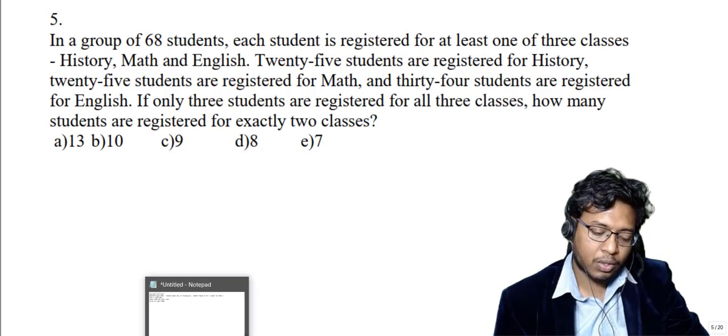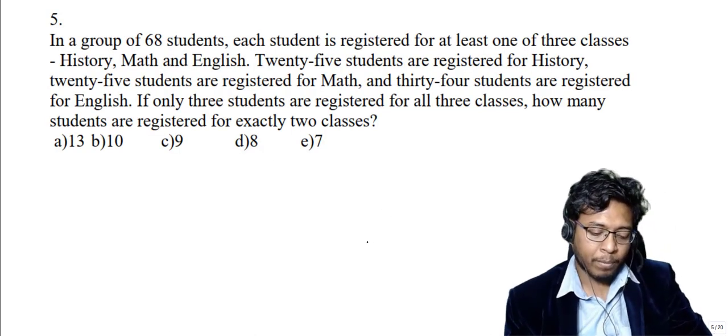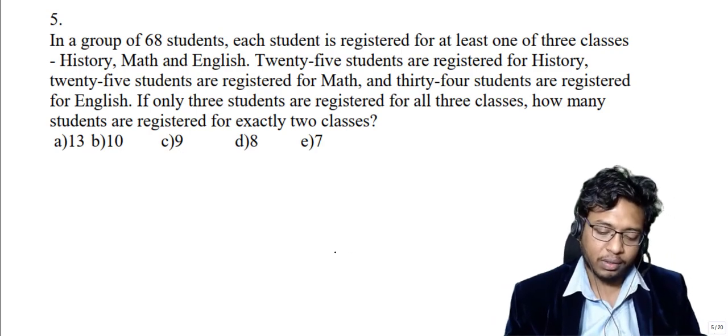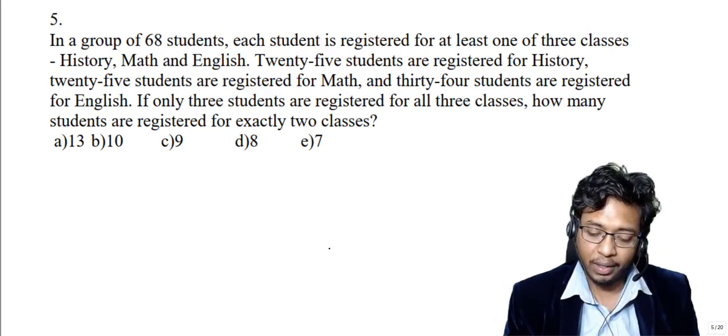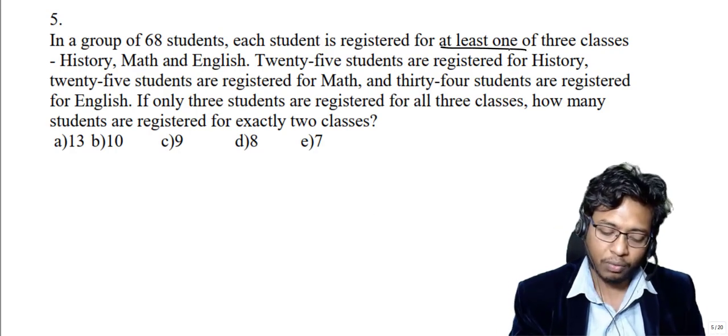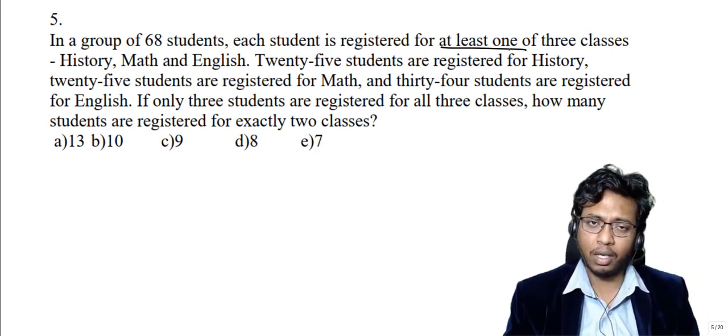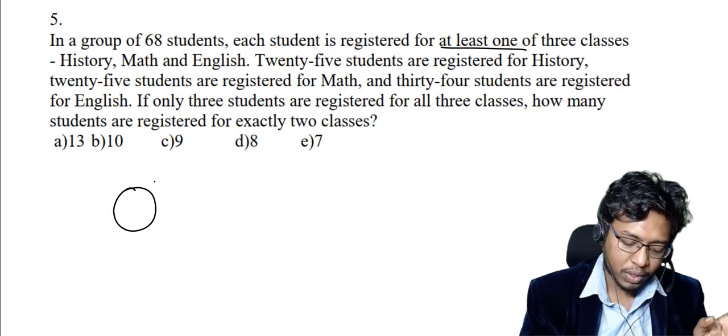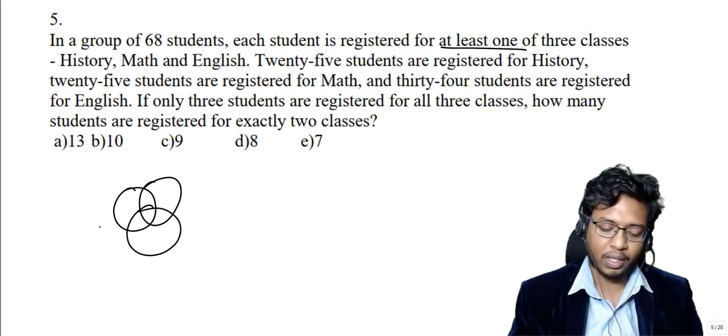Now let's solve our fifth question. In a group of 68 students, each student is registered for at least one of the three classes. The meaning of at least one of the three classes means there are no students who fall outside the circles. That is the meaning of this, right?